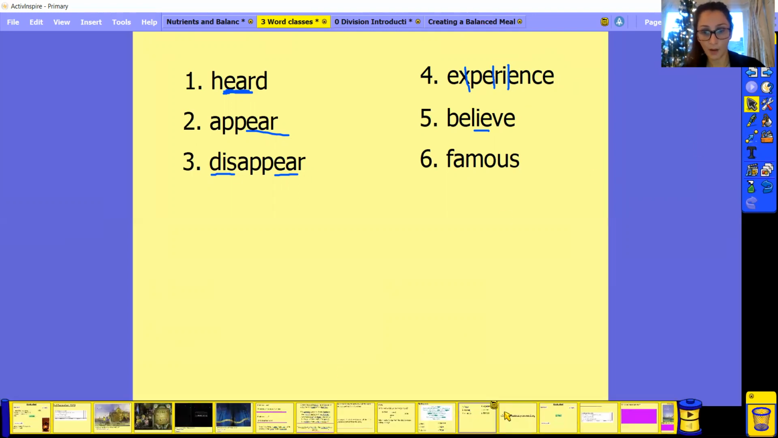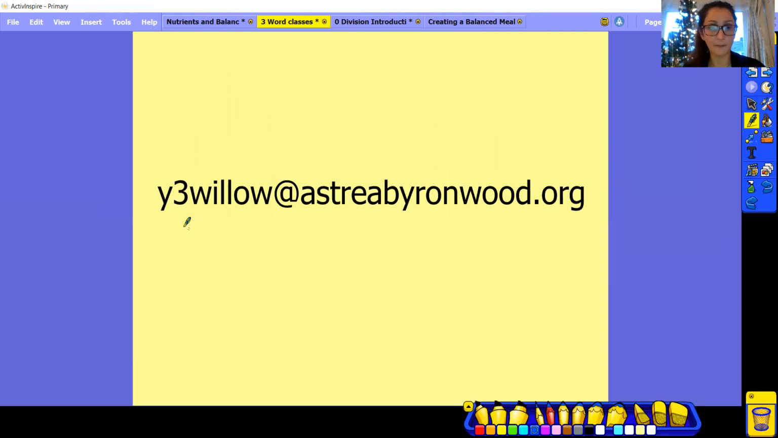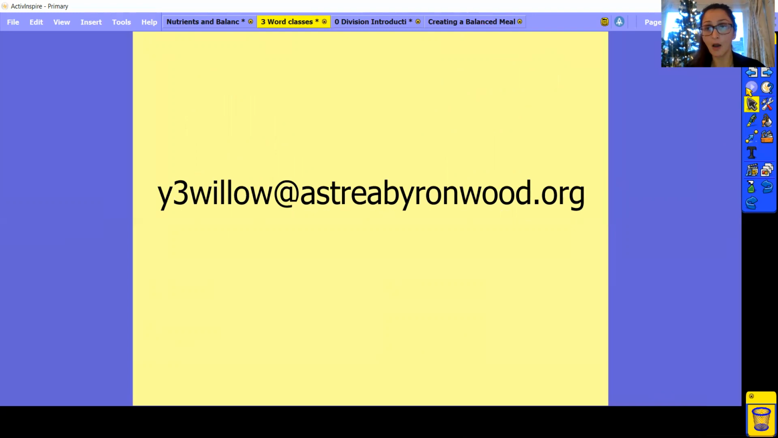So remember to send any work to me at y3willow@australiabyronwood.org. I would love to see all the things that you've organised from the work from our book earlier. If you can find some more words of your own, so maybe you can find nouns in your own home, or you can think of different verbs, more powerful verbs, do that, okay? Because we've got a bit of a bank of them now. So see if you can think of your own.